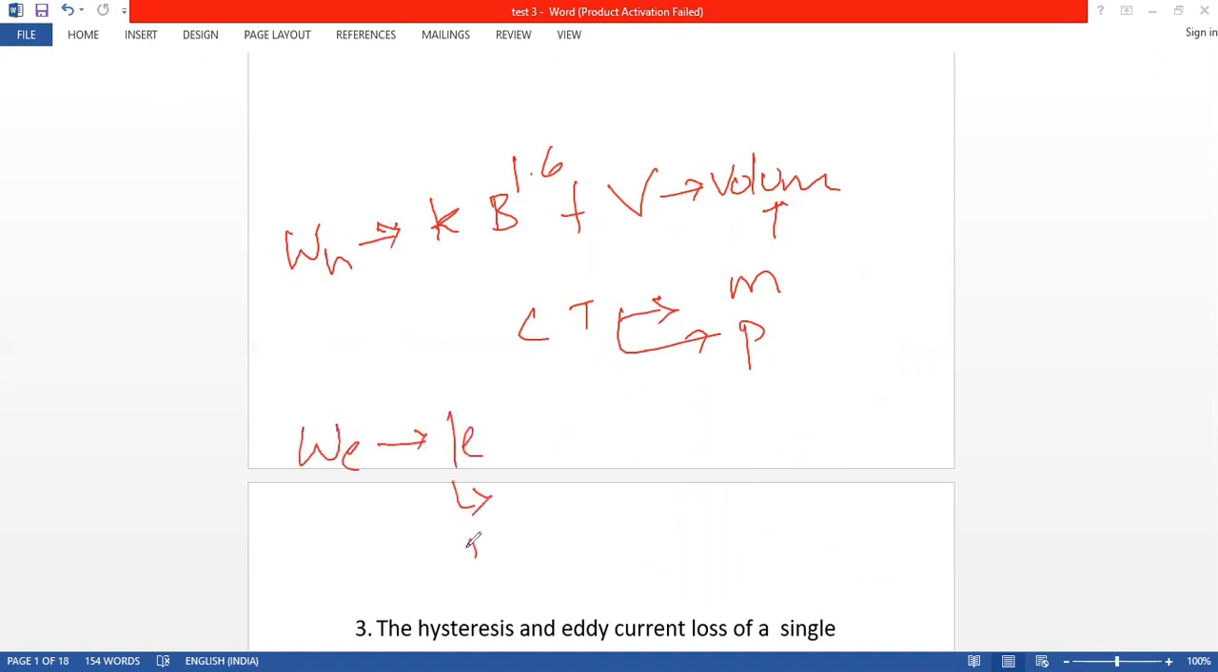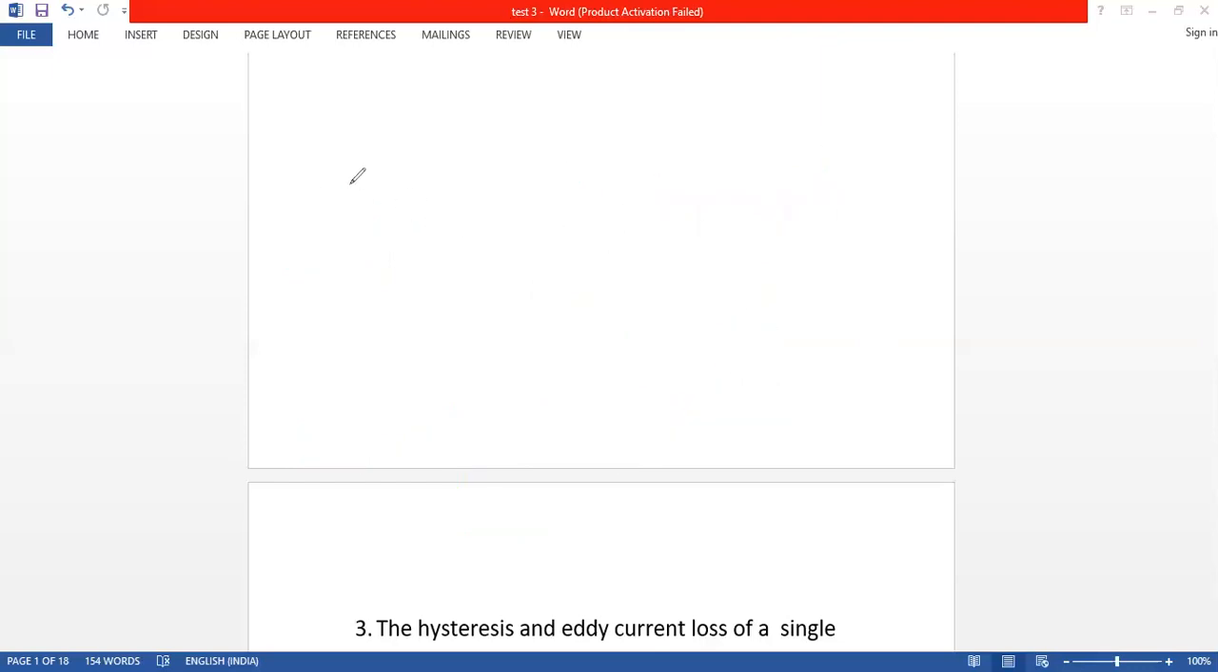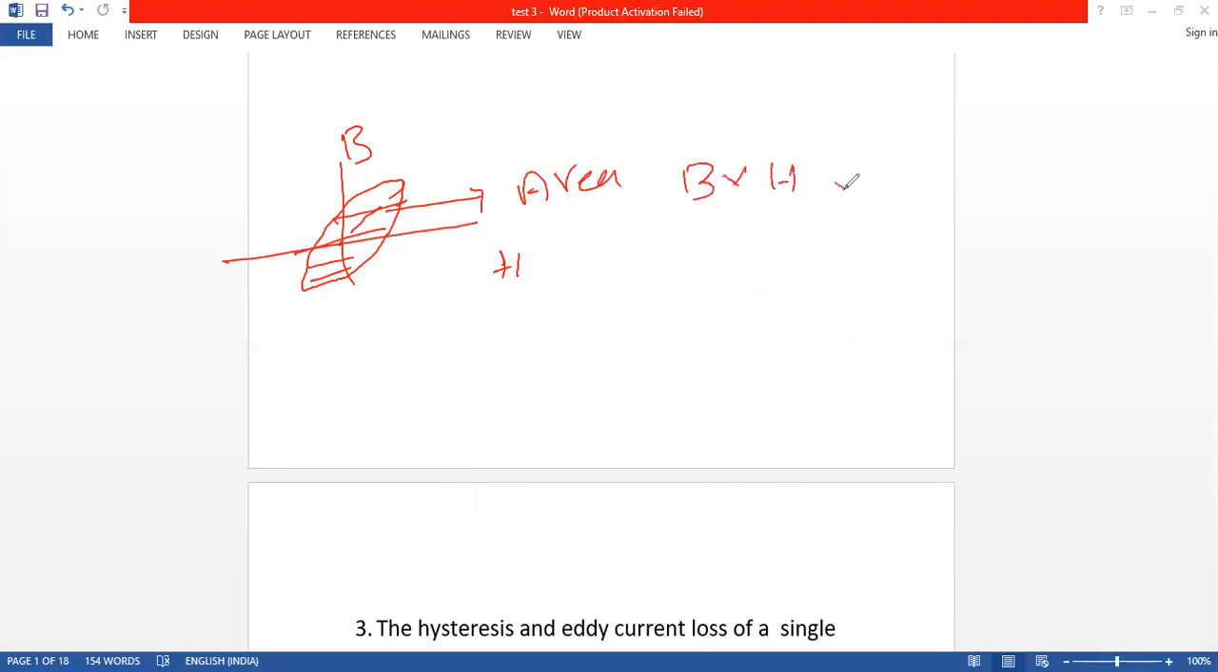It depends upon K, which is proportional to sigma because of conductivity, B square, F square, and T square. Now you observe one more point here. Suppose this is your BH curve, B comma H. This is last year's question. What is this area representing? The area B into H represents energy. This was a last year GATE question.